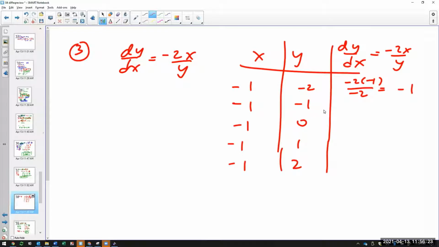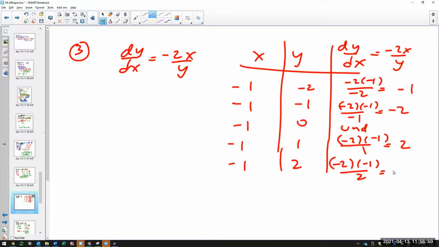Then when I plug in -1 and -1, I'm going to get -2 times -1 over -1, so I get -2. If I plug in -1 and 0, do you see I get undefined? Right? With -1 and 1, I'll get -2 times -1 over 1, so I get +2. And when I plug in -1 and 2, I'll get -2 times -1 over 2, which is 1. So your first column there is -1, -2, undefined, 2, 1.